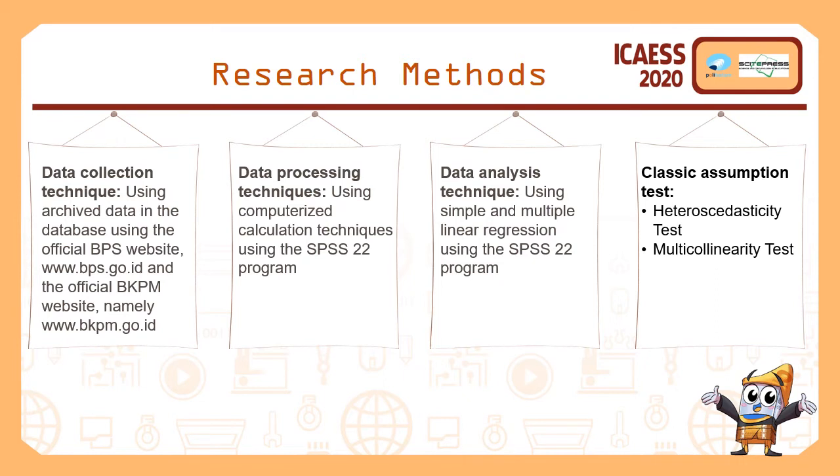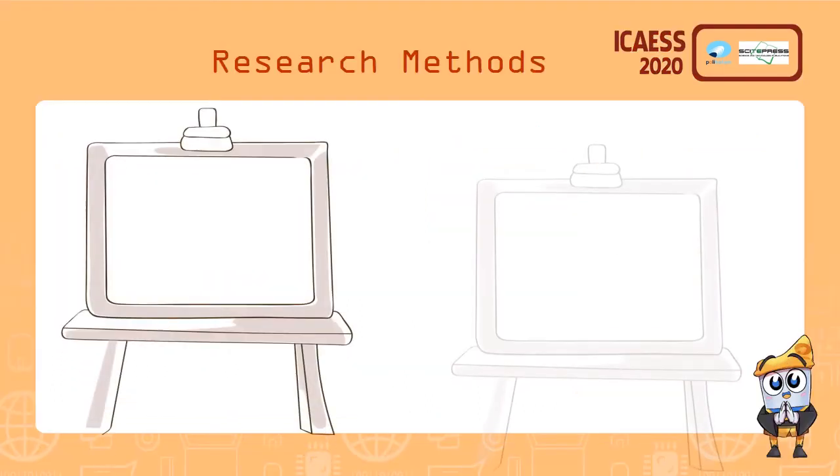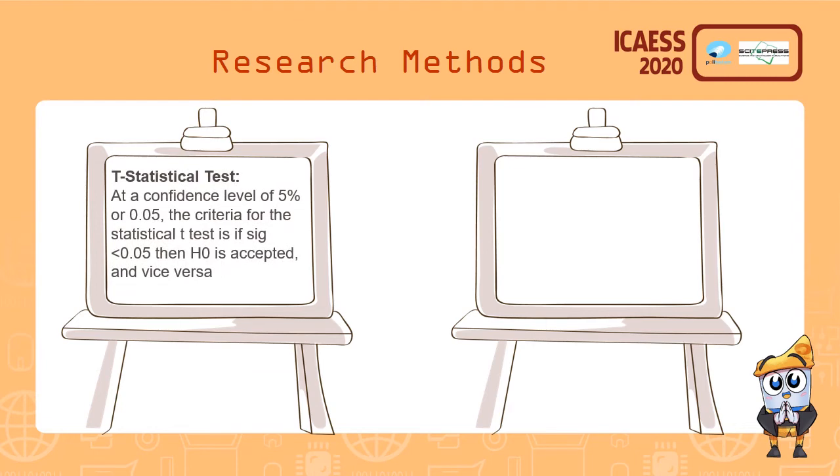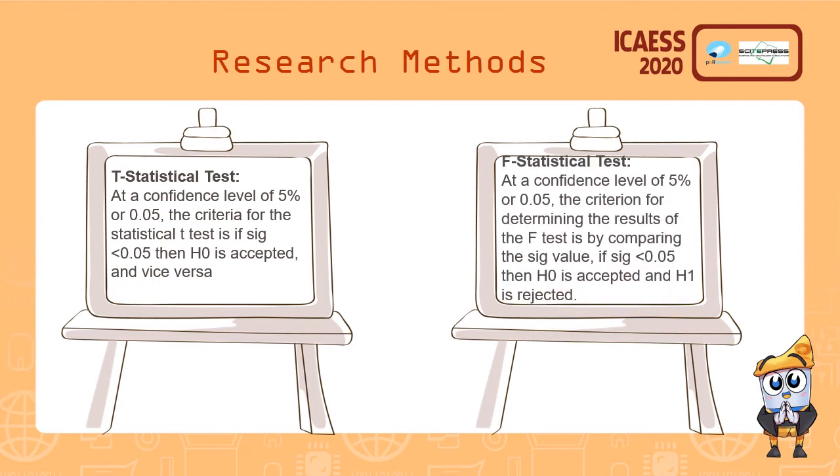Classic assumption test. First, heteroskedasticity test, and second, multicollinearity test. The statistical test. At a confidence level of 5% or 0.05. The criteria for the statistical t-test is if significant is smaller than 0.05, then null hypothesis is accepted and vice versa.